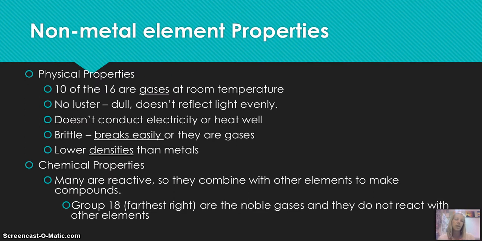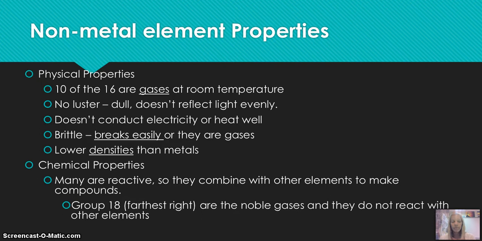Physical properties of nonmetals. 10 of the 16 are gases at room temperature, so that's very different than the metals. Most of them are solid. They do not reflect light. They're dull. They do not conduct electricity or heat very well like metals do. And if you try to hammer them or lengthen them out into wires, they will break easily because they're brittle. Lastly, they have lower densities overall than metals.